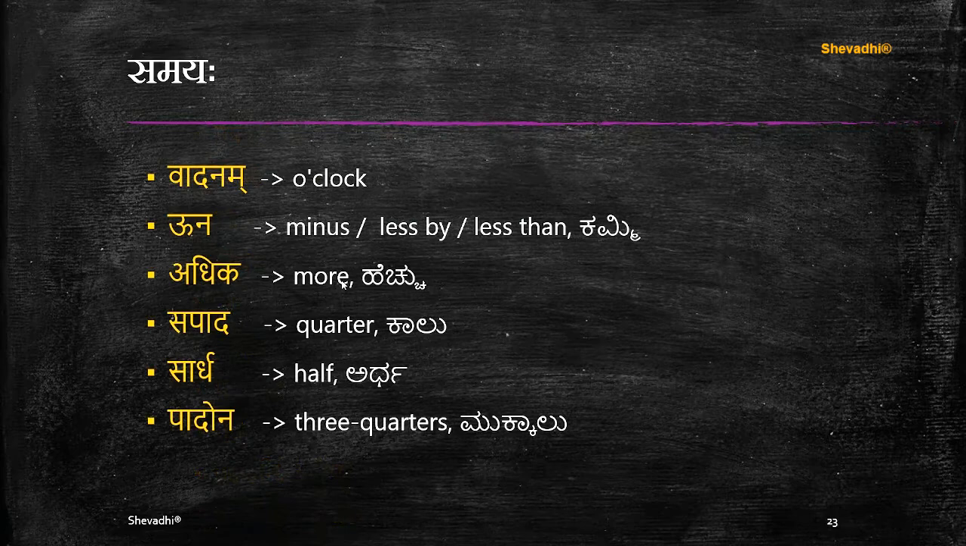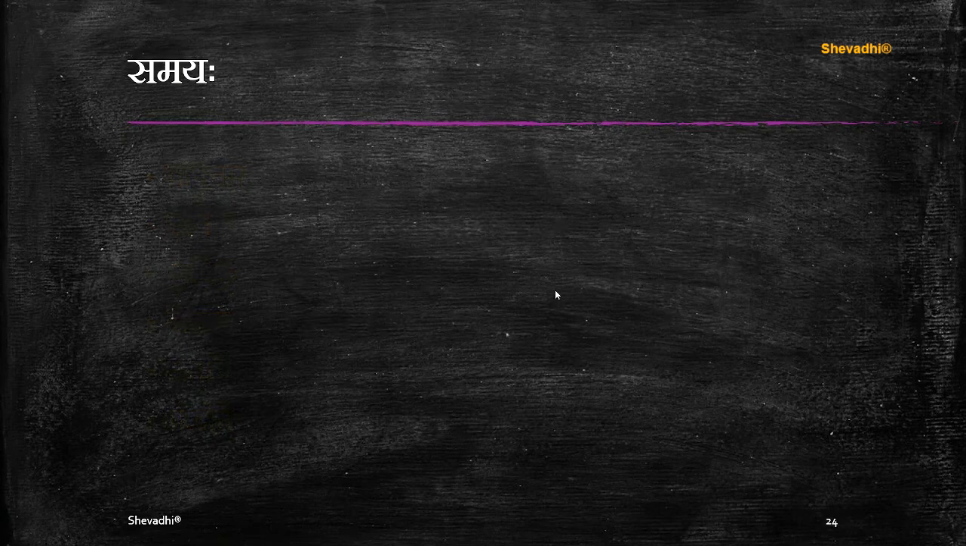Now, related to the time, o'clock, like for example, 1 o'clock, 2 o'clock, right? For that, we use the word vadanam. And una means minus or less by or less than. Adhika means more. Sapada means quarter. Sardha, half. Padona, 3/4, or 45. So this will make more sense when we actually use these words to tell the time. We'll do some exercise related to samaya.